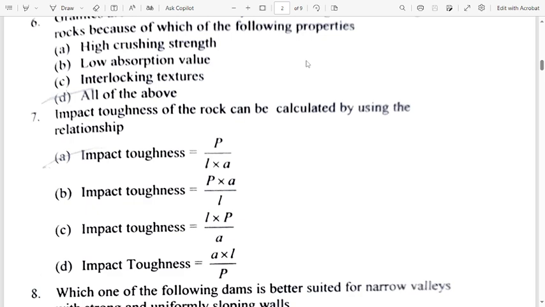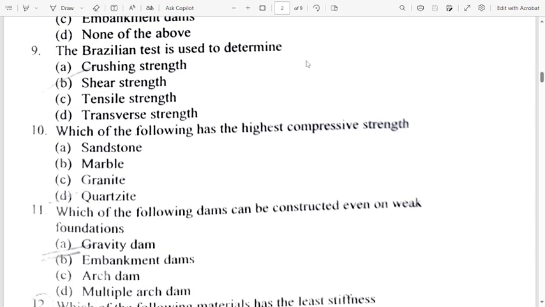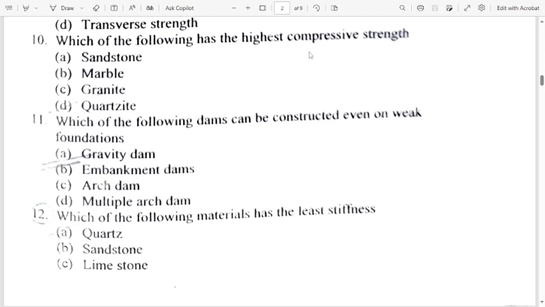Impact toughness of the rock can be calculated by using the relationship impact toughness is equal to P divided by L into A. Which one of the following dams is better suited for narrow valleys with strong and uniformly sloping walls? Arch dams. The Brazilian test is used to determine tensile strength. Which of the following has the highest compressive strength? That is quartzite. Which of the following dams can be constructed even on weak foundations?